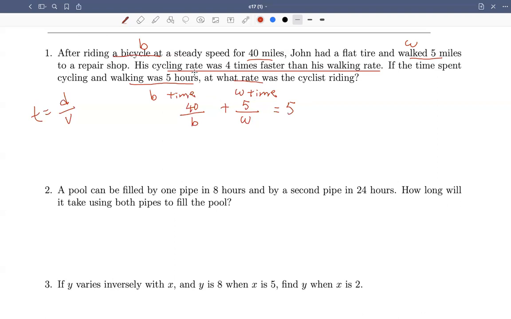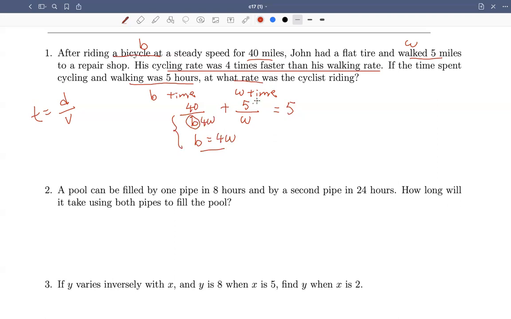We know the relationship between the two speeds. So his bicycling speed was 4 times faster than his walking. So that's saying bicycling speed is 4 times his walking speed. So we have made a system of equations. To solve this, we just change this B into 4W, right? Now we only have one variable for the first equation. So basically we use the second equation. We substitute B with 4W.